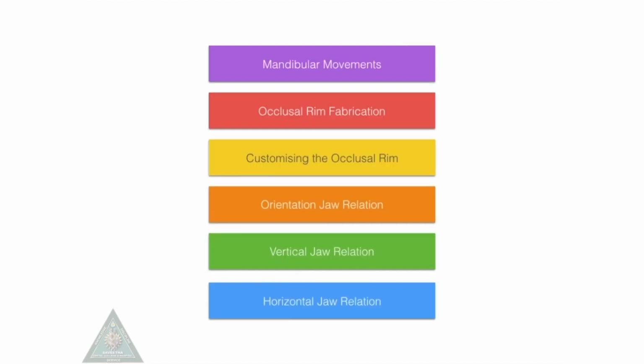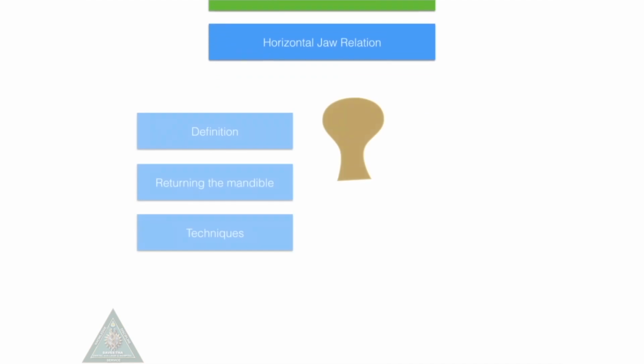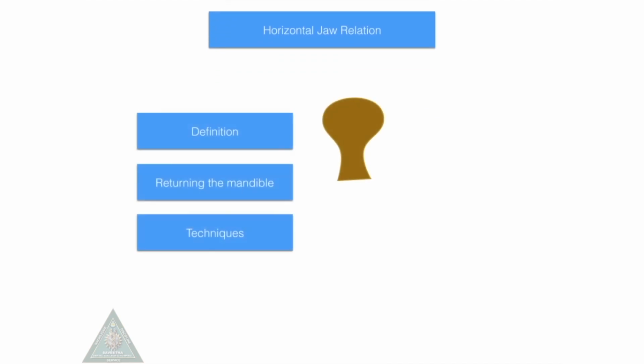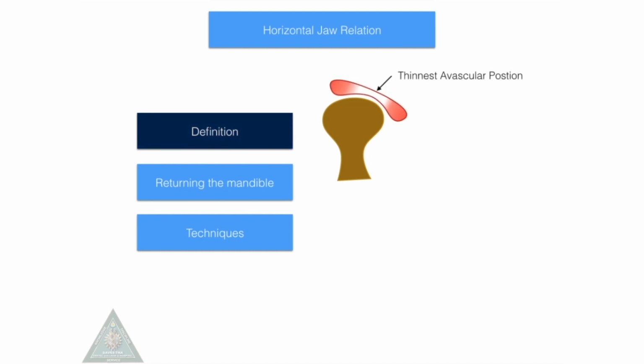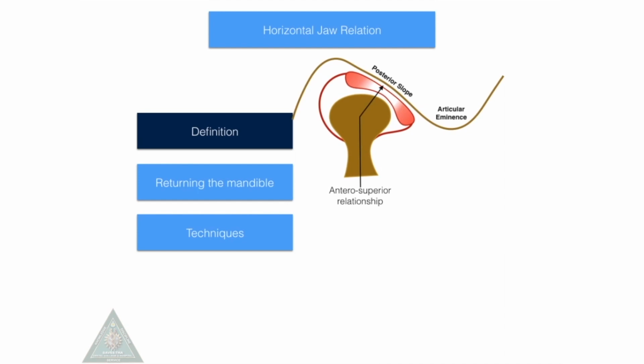Centric relation is defined as the maxillomandibular relationship in which the condyles articulate with the thinnest avascular portion of their respective discs, with the complex in an anterior-superior relationship to the posterior slopes of the articular eminence. This position is independent of tooth contact, and it is clinically discernible when the mandible is directed posteriorly and superiorly, and the movement is limited to a rotary movement around a true hinge axis. This is a very important definition and you should know it thoroughly for the exam.